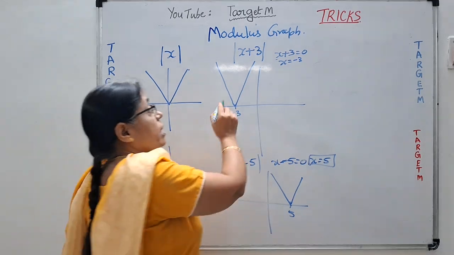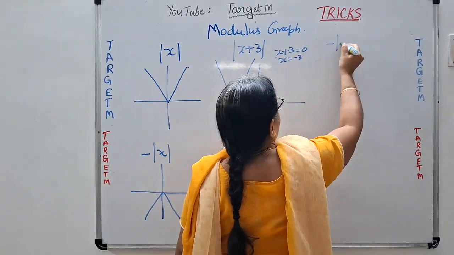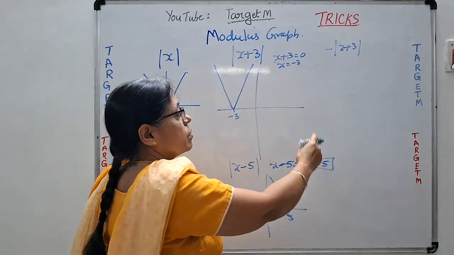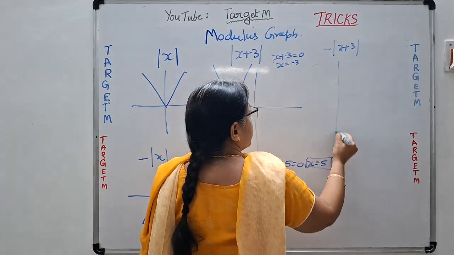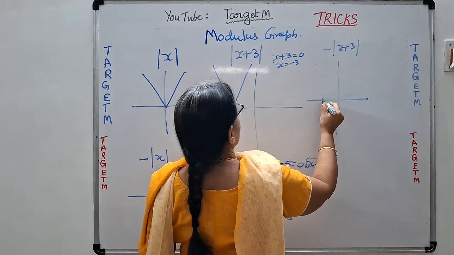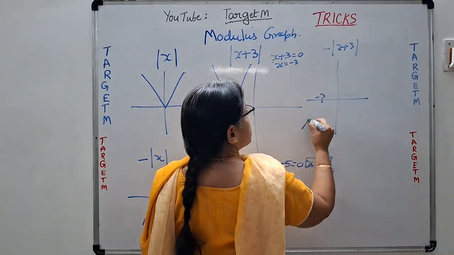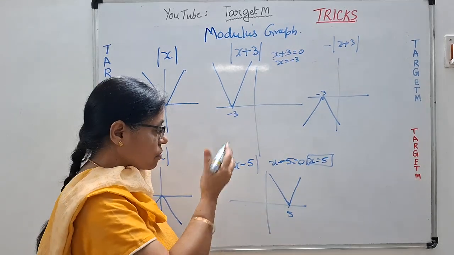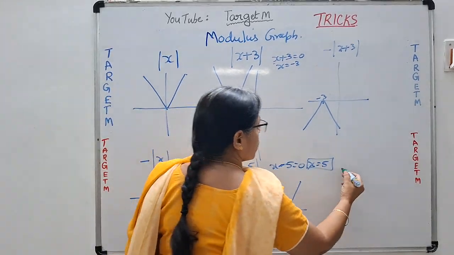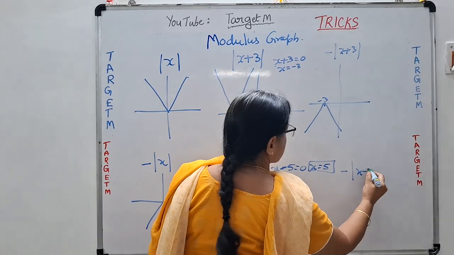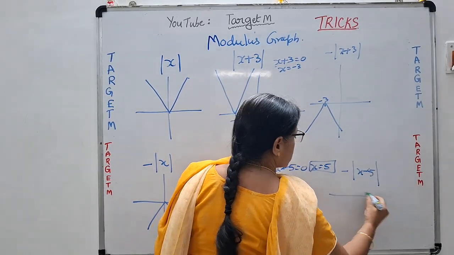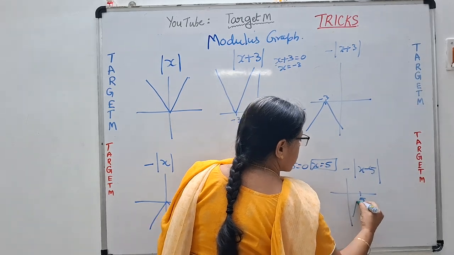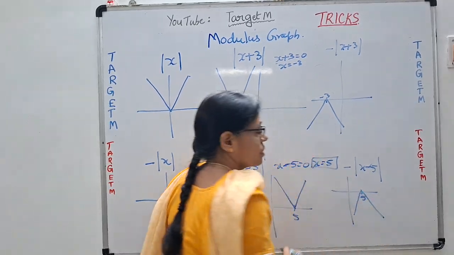Okay. Now here, if at all I want minus mod of x plus 3. So procedure is everything is same. If it is minus symbol, you need to flip that. That's it. So here minus 3 critical value will be same, but the graph will become like this, upside down. Here if at all I want minus of mod of x minus 5, so just here the critical value of x is 5. So the graph looks like this.